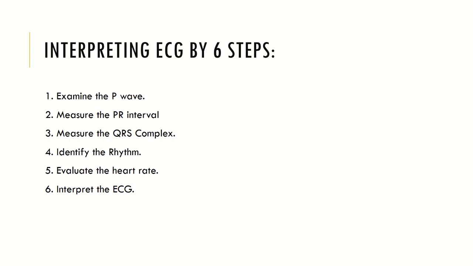So there are 6 steps to interpret an ECG. First is examine the P wave. Then measure the PR interval. Then measure the QRS complex. Then identify the rhythm, evaluate the heart rate and interpret the ECG. These are the first 6 points that will be very helpful for you to understand how to interpret an ECG.